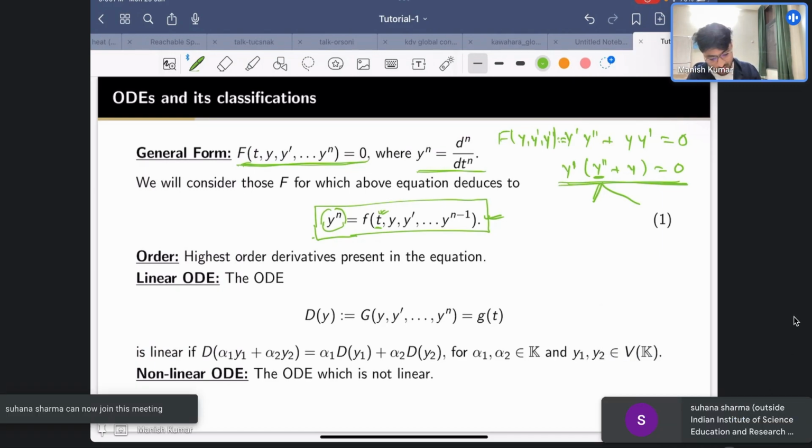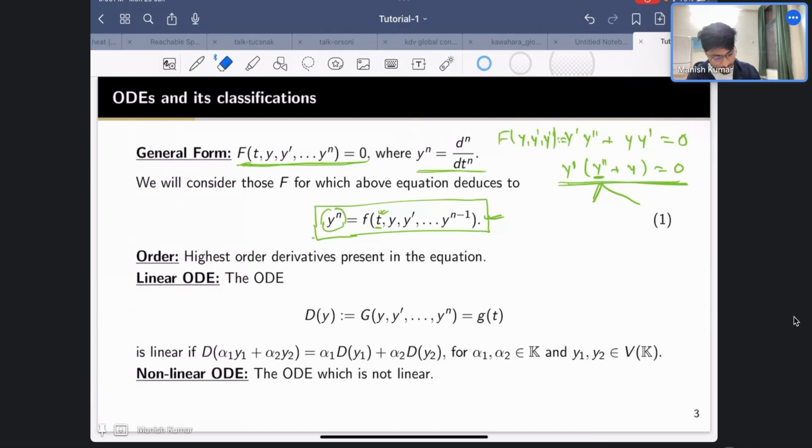Now we'll say when the ordinary differential equation is linear or not. For that, just consider the terms which involve y and its derivatives. If something is independent of these, I mean just a function of t, throw it on the right hand side, and consider all the terms involving y and its derivatives on the left.